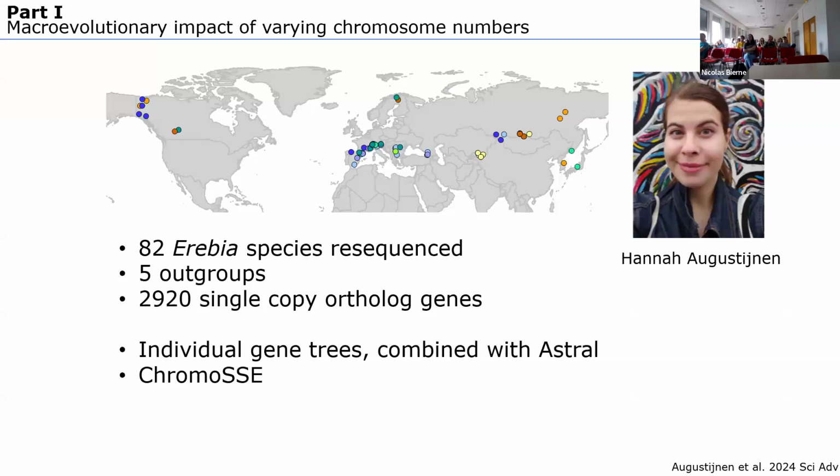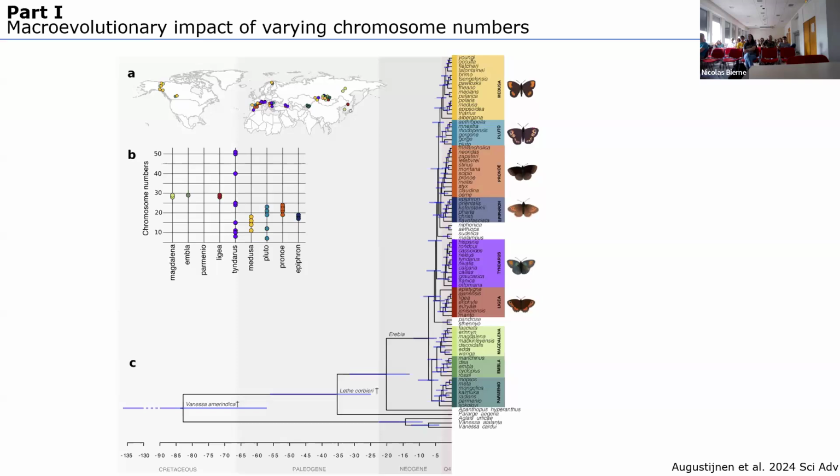What we did, this is now the work of my former PhD student, Hannah, who's now a postdoc at the University of Fribourg, is we obtained samples from more than 80 species. We went for whole genome resequencing. We extracted about 3,000 single copy ortholog genes, which we used to establish a dated phylogeny, and we ran ChromoSSE. ChromoSSE is a model that allows us to estimate the contribution of cladogenesis and anagenesis for chromosomal fusions and fissions. And behold, this is already a super exciting result. This is the first almost fully resolved phylogeny for Arabia.